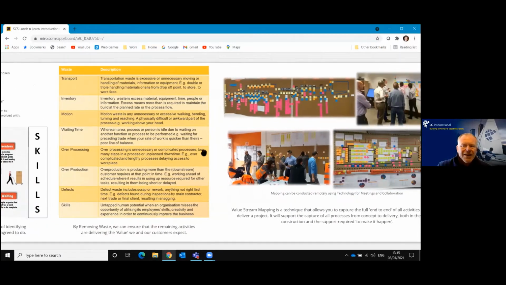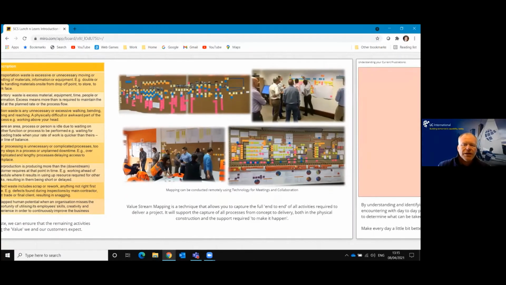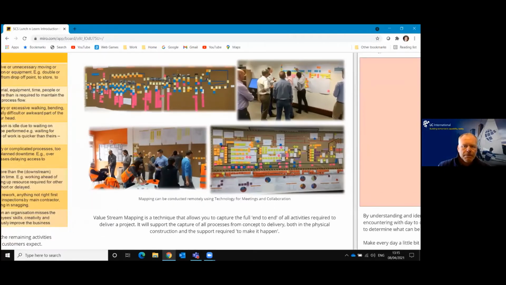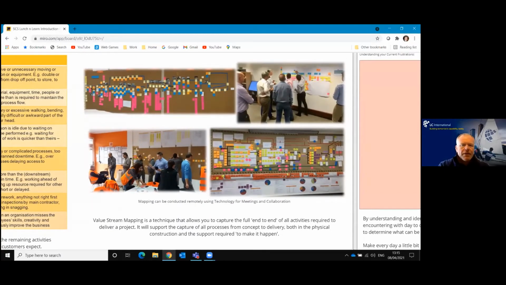The other analysis type of tool that we use within Lean is something called value stream mapping. Now, value stream mapping is the art of getting people together and starting to depict, in the traditional sense, post-it notes on a bit of brown paper, what that process looks like. So what do I do? What do I pass on to other people? And what do they receive from me? And how do we work together to ensure what we've committed to do in our plan is actually happening?